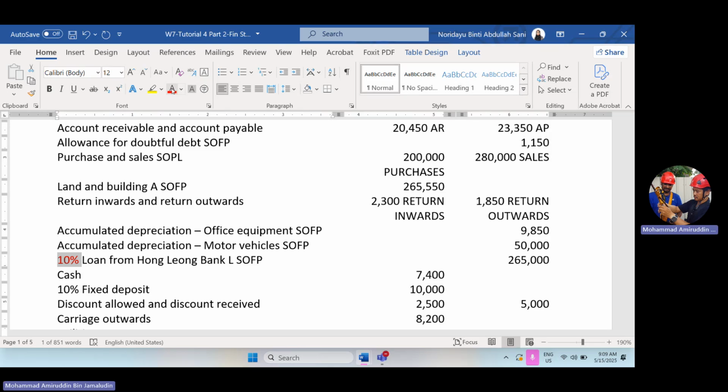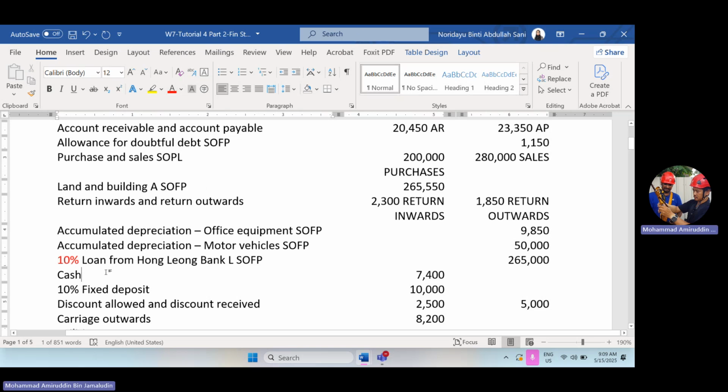So interest on loan is the cost that you need to pay when you borrow money from the bank. You borrow 100,000, you don't pay 100,000, you pay more than 100,000. So the more is actually interest.